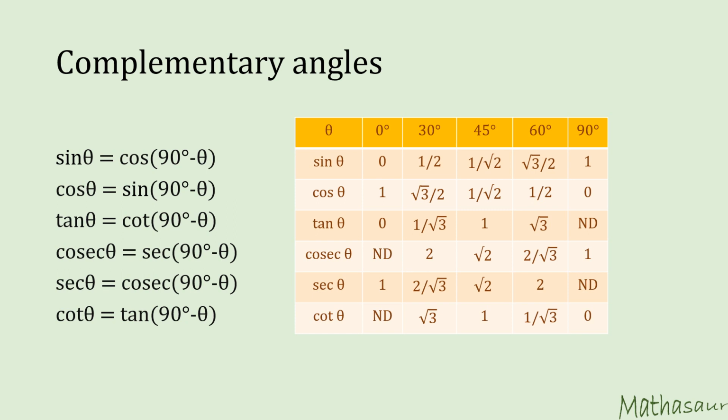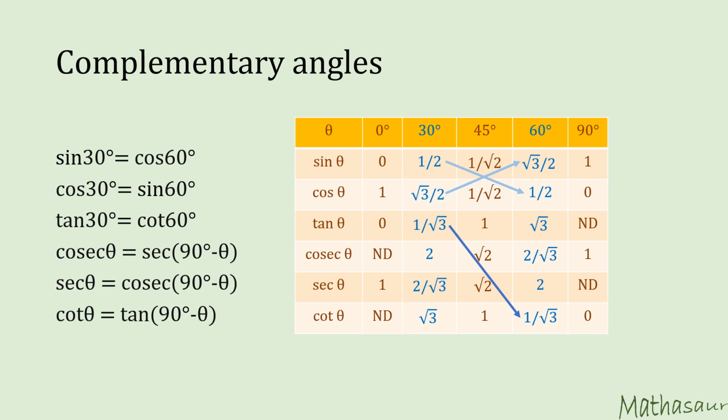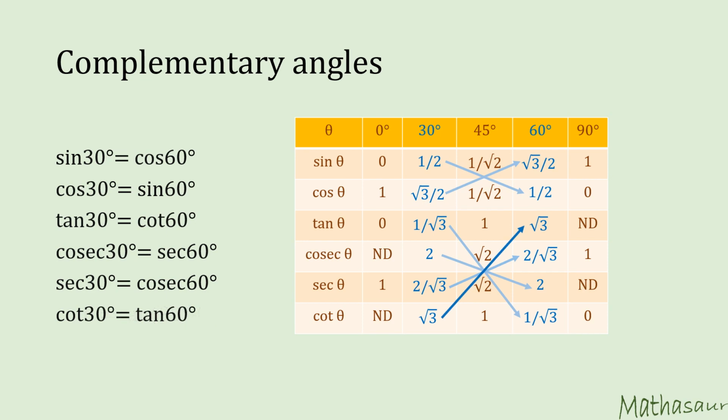Now let us look at our trigonometric table for specific angles. Let us look at the columns for 30 degrees and 60 degrees. 30 and 60 add up to 90 degrees, so it is a pair of complementary angles. We can see that sin 30 equals cos 60. Cos 30 equals sin 60. Tan 30 equals cot 60. Cosec 30 equals sec 60. Sec 30 equals cosec 60. And cot 30 equals tan 60.